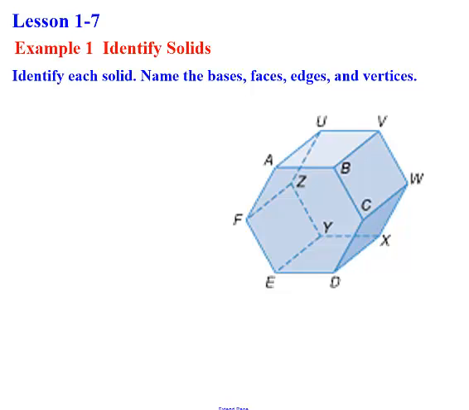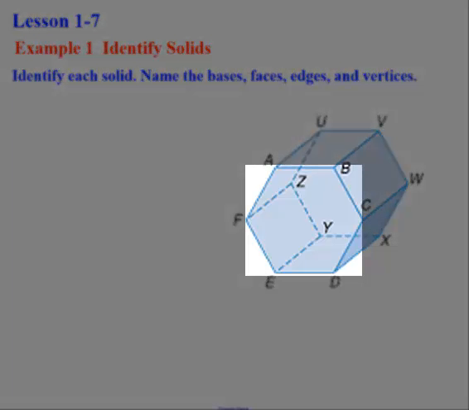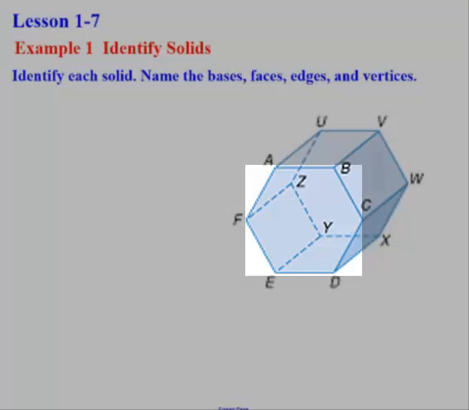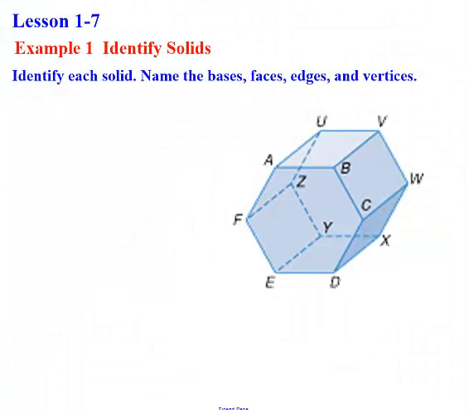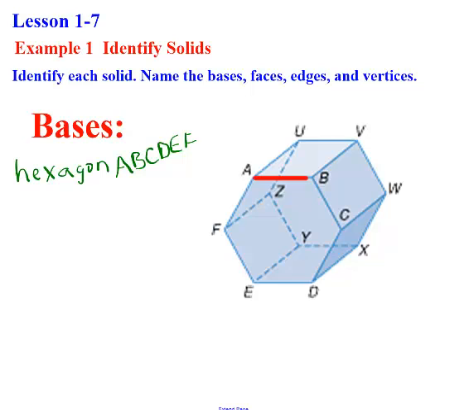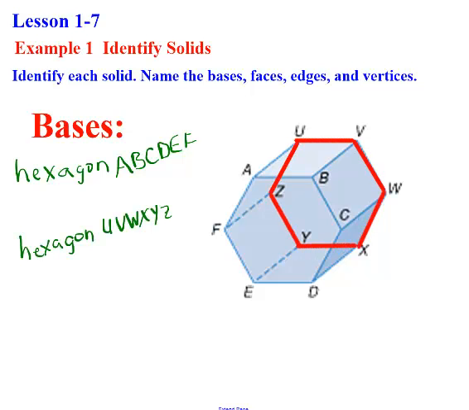Okay, so let's look at our first picture, and you name a polyhedron by its bases. So if we look, the bases are hexagons, so this would be a hexagonal prism. Now let's name its parts. So the two bases are hexagons, so the front one would be called hexagon ABCDEF, and the back base would be called hexagon UVWXYZ.